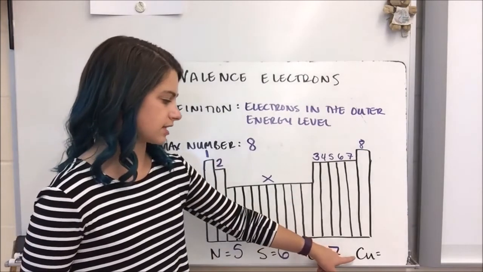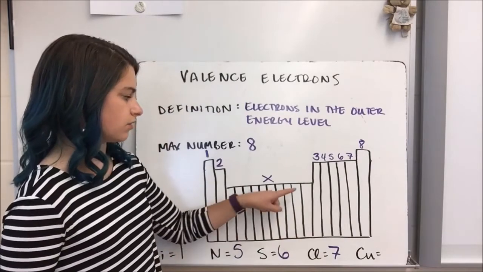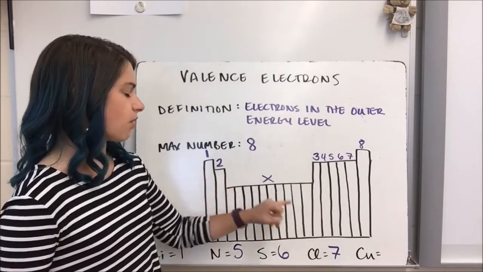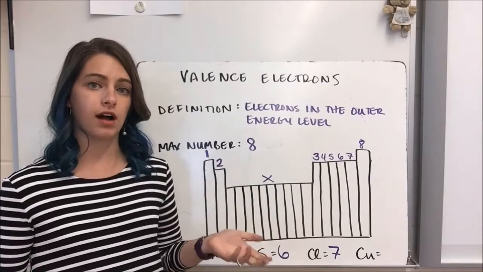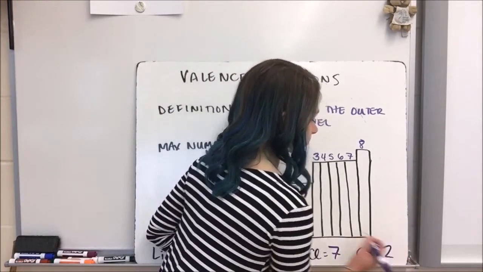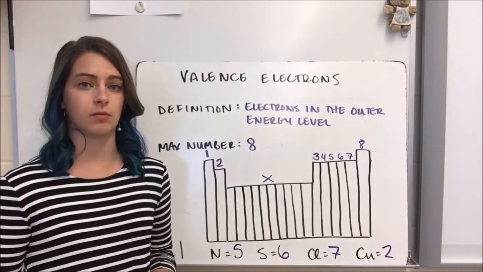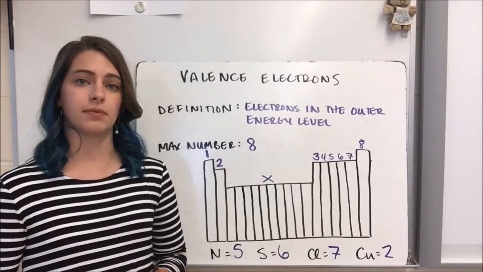So our last example is copper, and copper is in the middle of our transition metals. It's over here. And so since it's part of the transition metals, it doesn't matter what column it's in, it has 2 valence electrons. So that's how you can use your periodic table to figure out how many valence electrons an atom of a specific type of element will have.